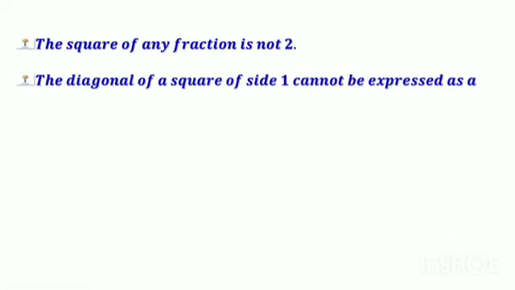Today we have learned these points. The square of any fraction is not 2. The diagonal of a square of side 1 cannot be expressed as a fraction. Root 2 is approximately equal to 1.41. Root 3 is approximately equal to 1.73. Now there is a homework.